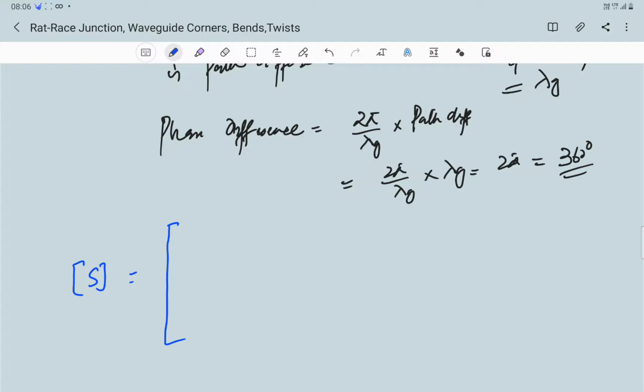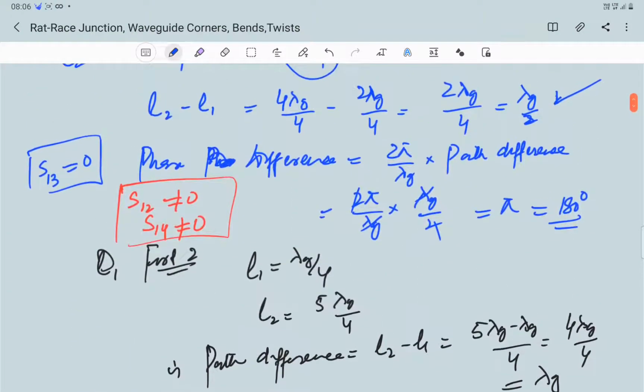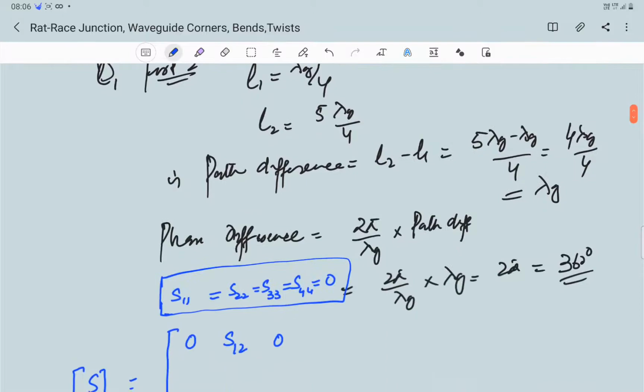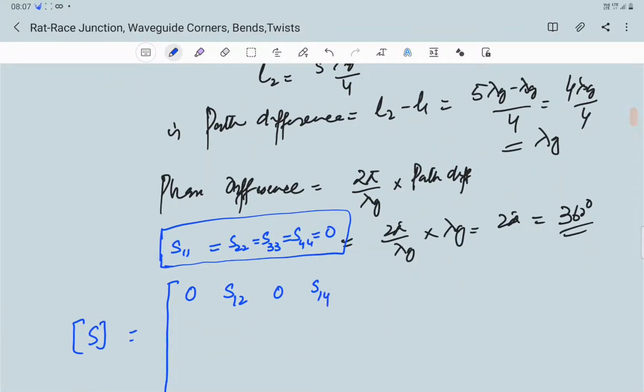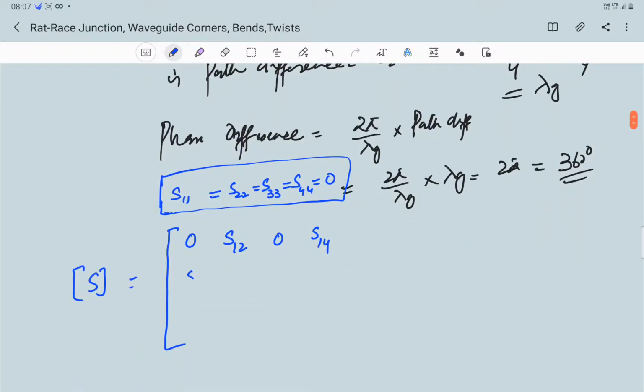As I said, all four ports are matched to the junction. That would mean S11 should be 0, likewise S22, S33, and S44. These all will be 0. All these four ports are matched to the junction. So the first element S11 is 0. S12 would be non-zero. S13, as we have shown, has to be 0. S14 is non-zero. Likewise, S21 would be non-zero.